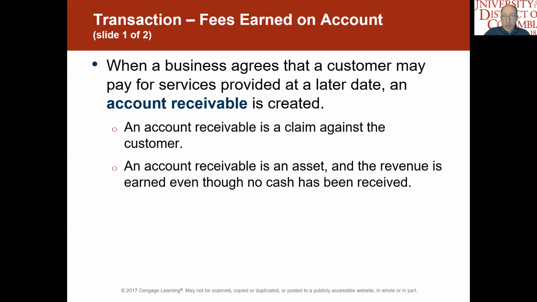So we increase our accounts receivable account to represent what the customer owes us. We'll then reduce the accounts receivable account when the customer actually pays us the cash. Accounts receivable is an asset account, and the revenue is earned even though the cash has not yet been received.